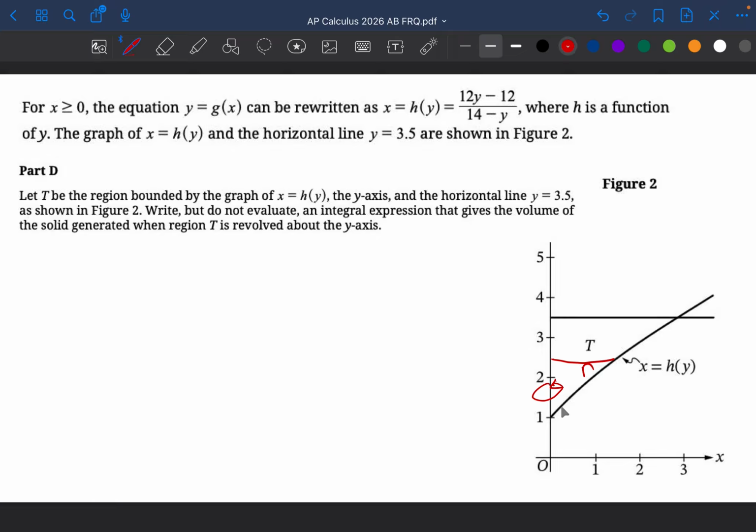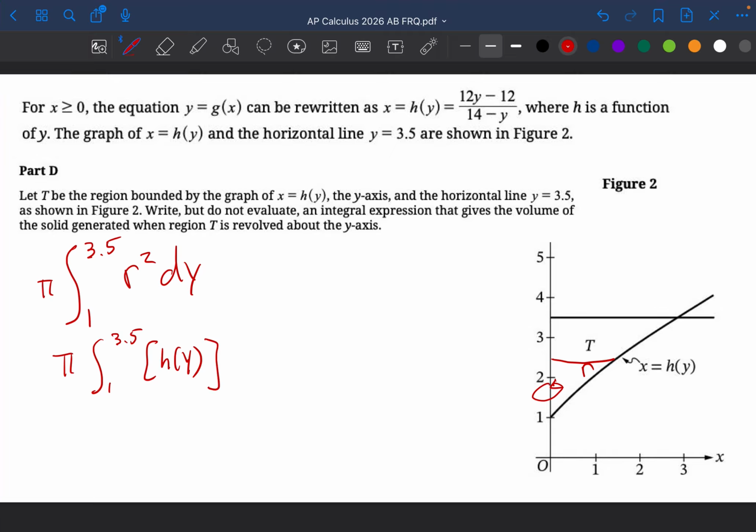So, now these disks are going to be stacked in the y direction, so our integral is going to go from 1 to 3.5. Now when we do disk method, pi goes out front, and then our radius is squared, dy. So we're going to write this as pi times the integral from 1 to 3.5. Now our radius is that function, h of y, so we're going to square that. Now if you want to put the expression in there, you can, but since h of y and this are equal mathematically, they should give it to you.